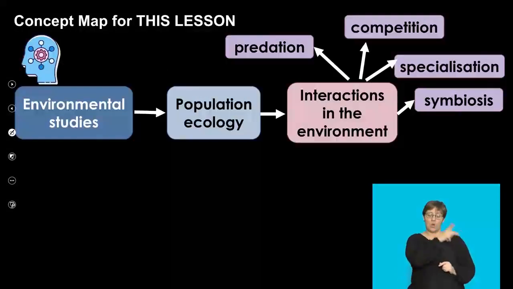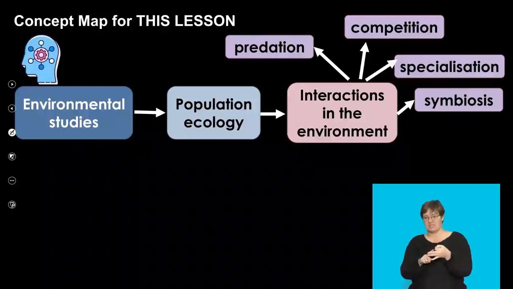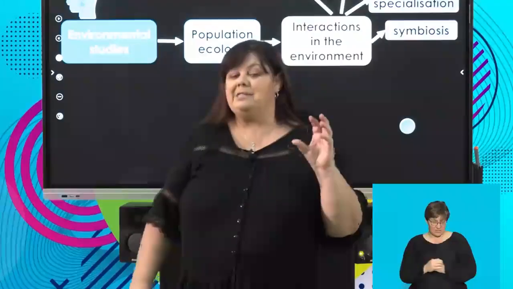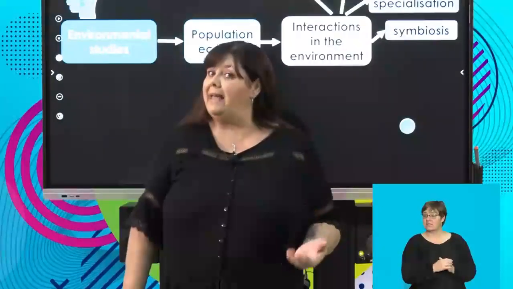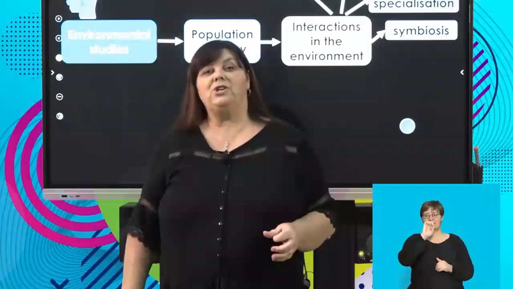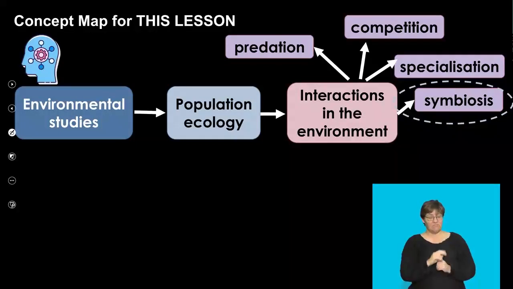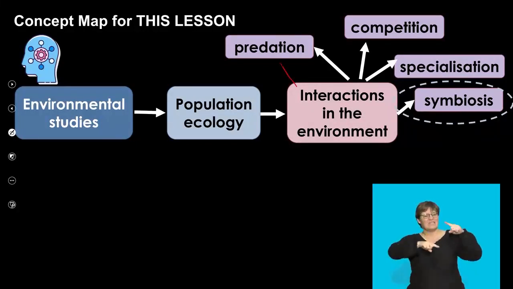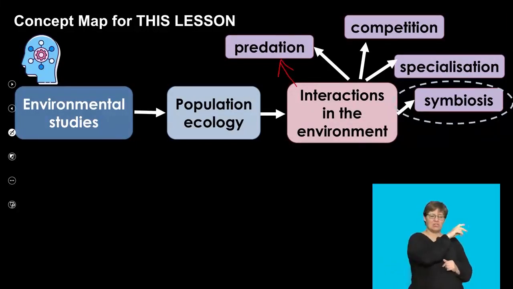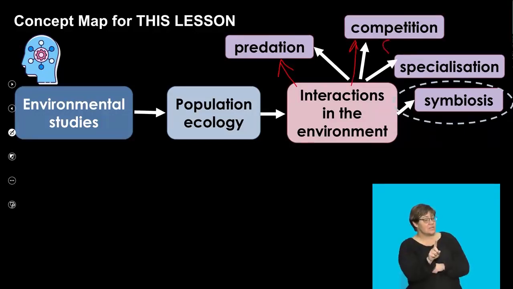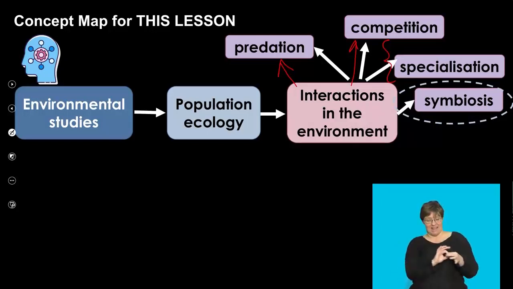We've looked at predation, competition, and specialization. What remains is for us to focus on symbiosis. We've looked at a number of interactions in this lesson. We've looked at predation, we've looked at competition, and remember that competition and specialization are linked, and our focus now is to move on to symbiosis.